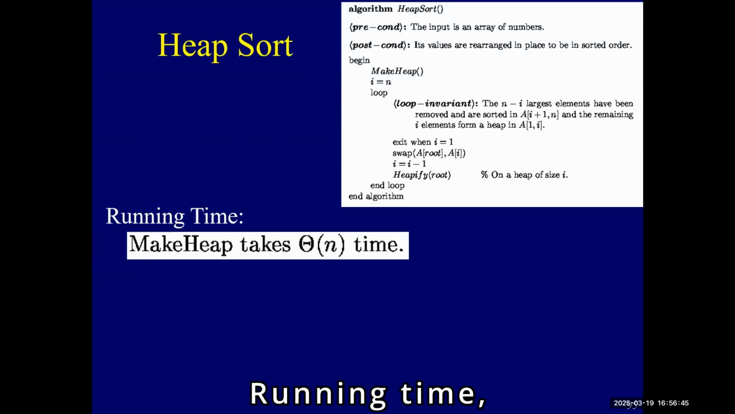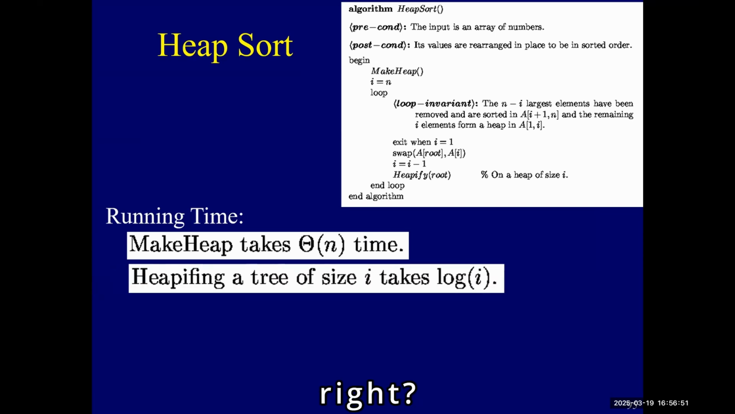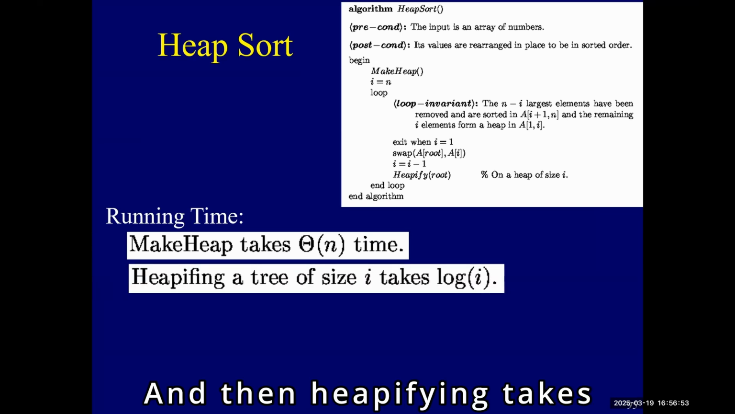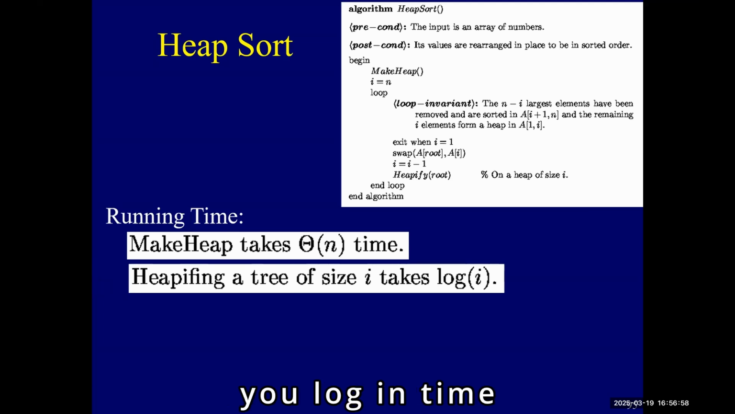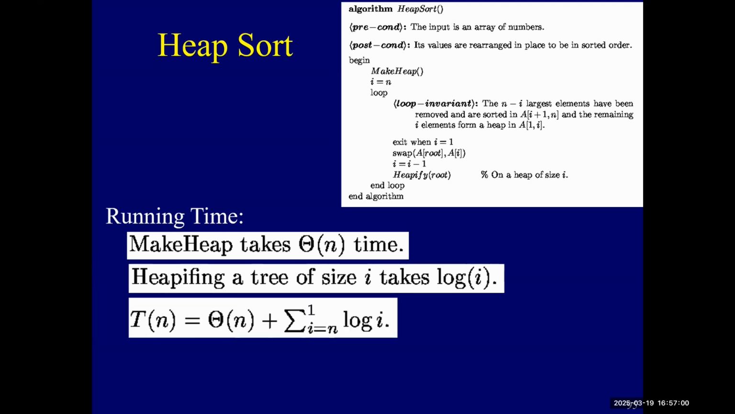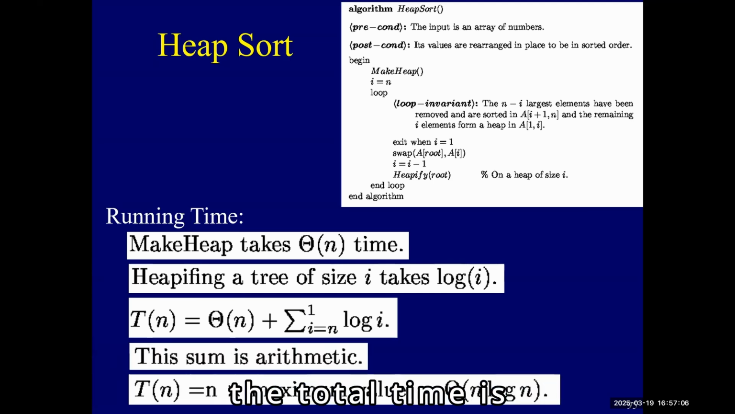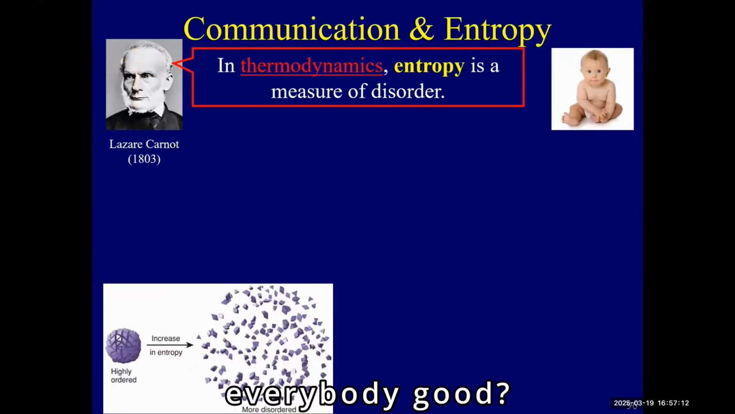Running time, right? Remember it took order n to turn it into a heap, right? And then heapifying takes you log n time, and you've got to do it for each step, and so the total time is n log n, right? All right, everybody good?